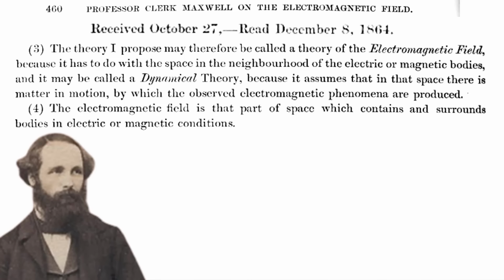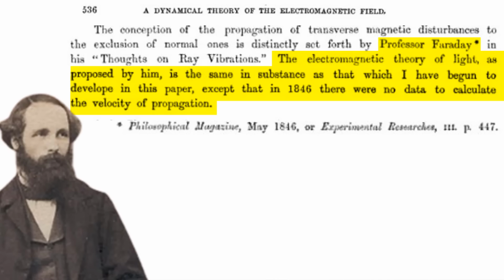These ideas were so exciting that in 1864, Maxwell wrote another series of papers expounding on what these ideas meant about light and about the electromagnetic field, a term Maxwell created for this paper. Note that Faraday had initially come up with the idea that maybe light was a vibration of electric and/or magnetic lines of force 18 years earlier in 1846, which is why Maxwell wrote that the electromagnetic theory of light, as proposed by Faraday, is the same in substance as that which I have begun to develop in this paper, except that in 1846, there is no data to calculate the velocity of propagation.